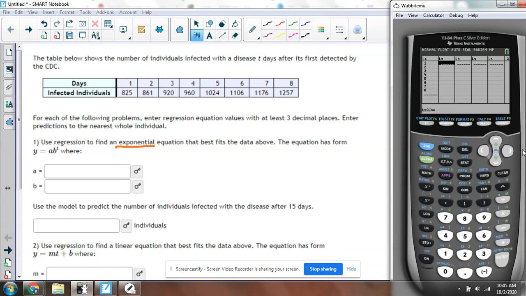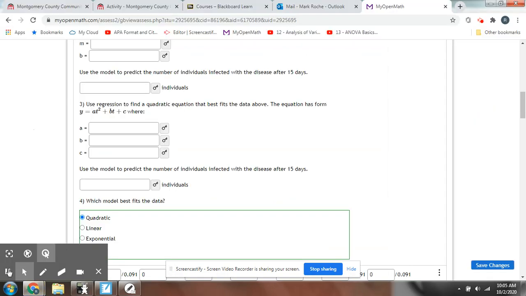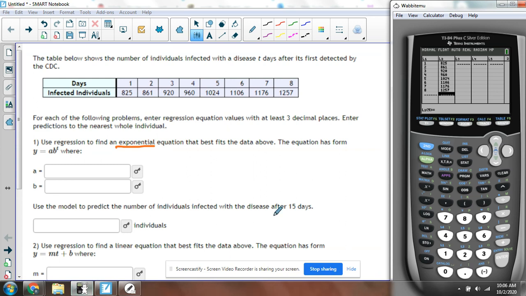Nothing skipped. And then I'm going to put the affected individuals in here. I'm just going to pause it real quick so I don't waste your time. Okay, so we have the data in there. The number of cases is in L2. So the first thing I'm going to do is find the exponential regression.